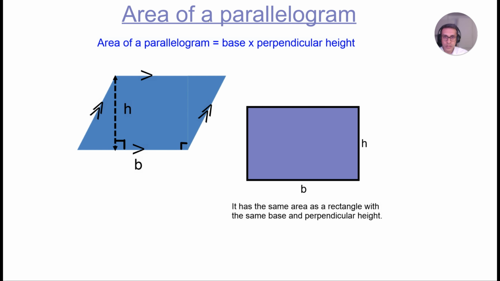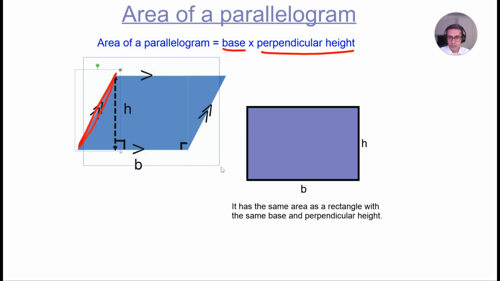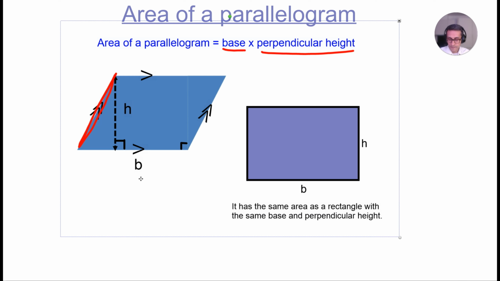So the formula you need to know for this is area of a parallelogram, same as a rectangle, base times perpendicular height. The thing you need to be careful about here though is when we're talking about perpendicular height, it's this height which is at a right angle from the base. Now you may decide that this is your base if you were to turn this parallelogram around.